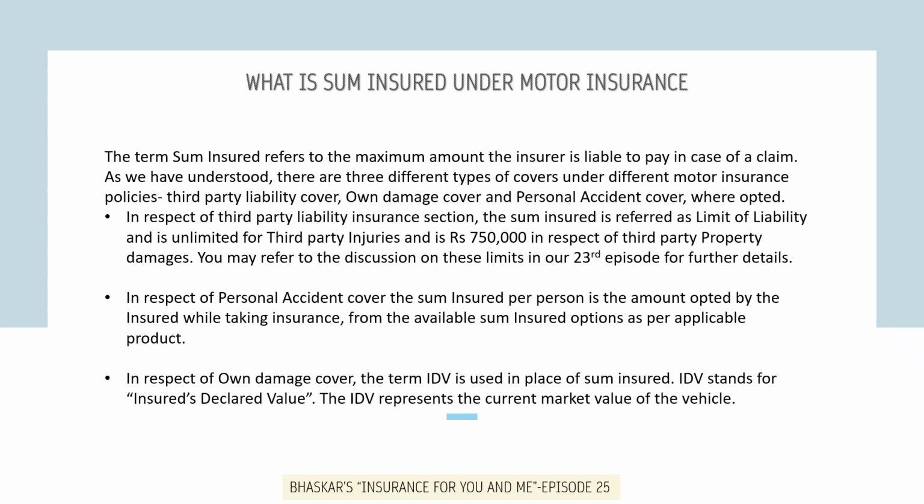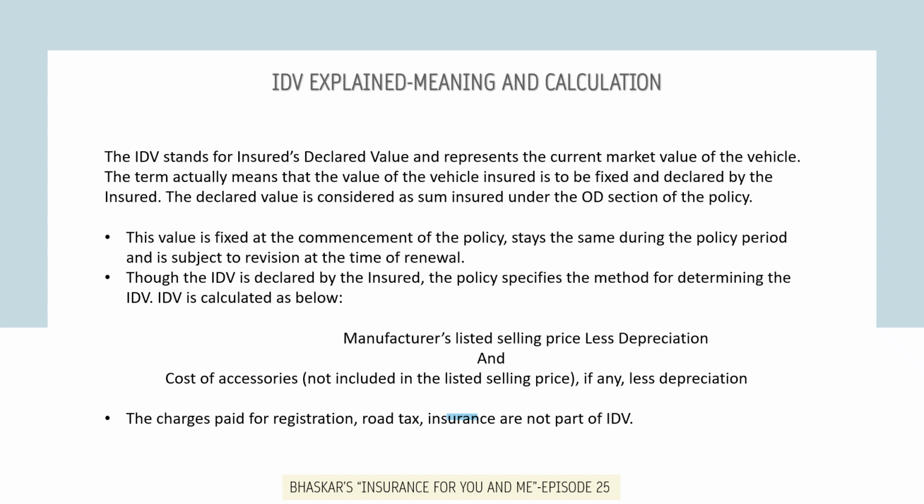And in respect of personal accident cover, the sum insured per person is the amount opted by the insured while taking insurance from the available sum insured options as per the applicable product. Coming to the own damage cover, the term IDV is used in place of sum insured. The IDV stands for insured's declared value, and the IDV represents the current market value of the vehicle.